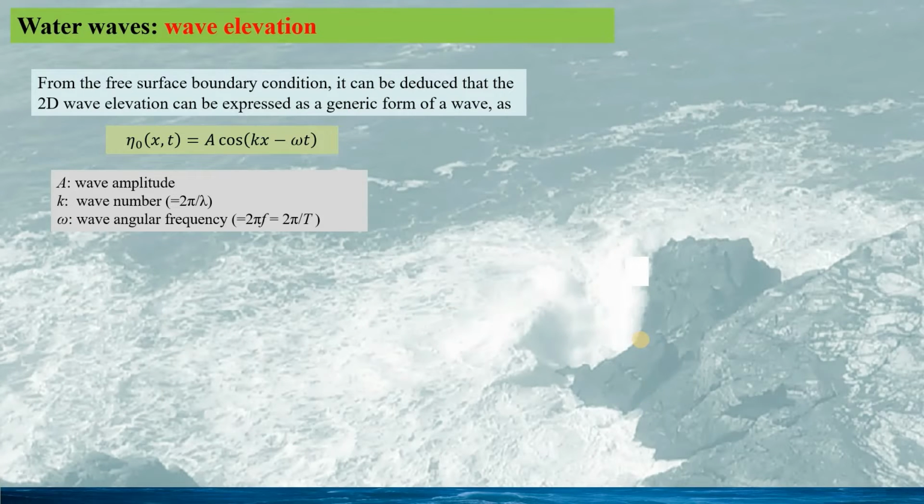Since the free surface is given in an equation of a wave, it can be deduced that the 2D wave can be expressed as a generic form of wave on the free surface as eta 0, given as this form. Here, A is the given wave amplitude, omega is the wave frequency, and K is the wave number.